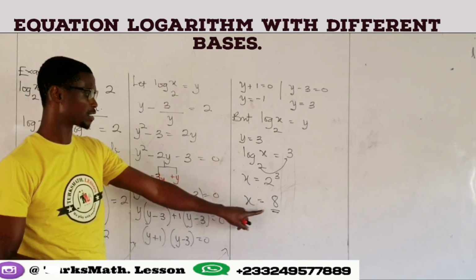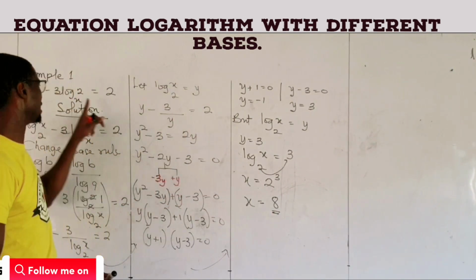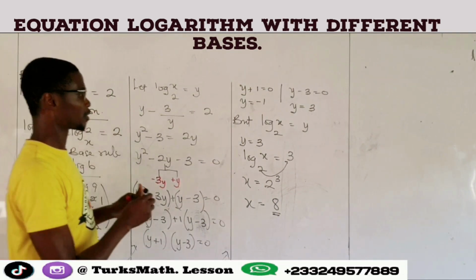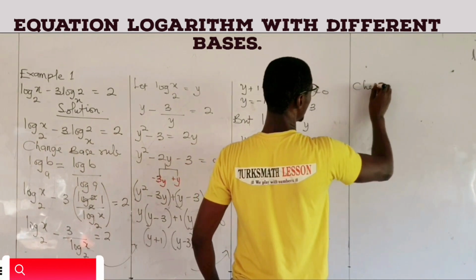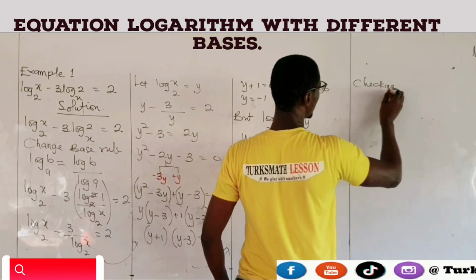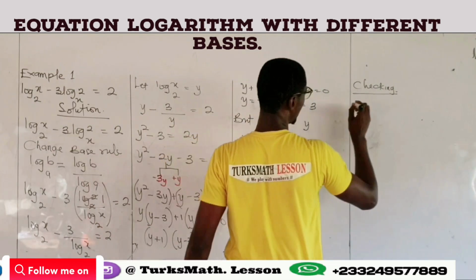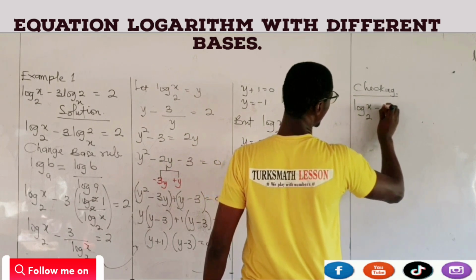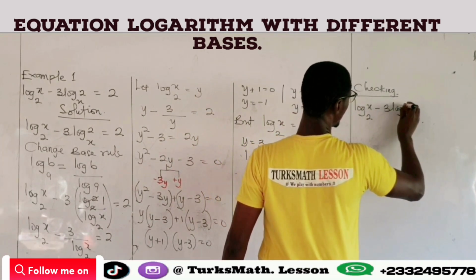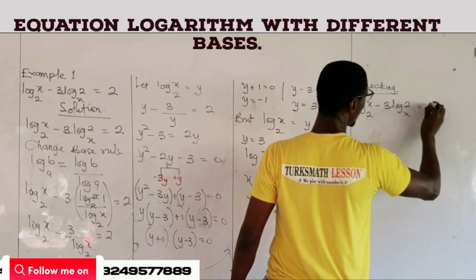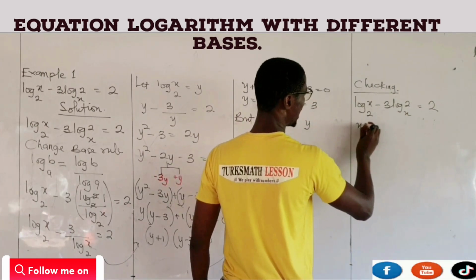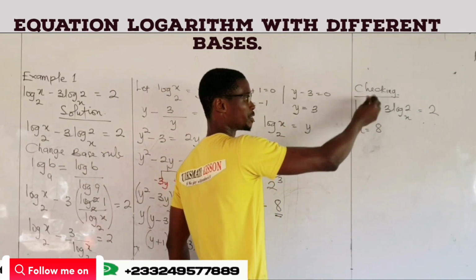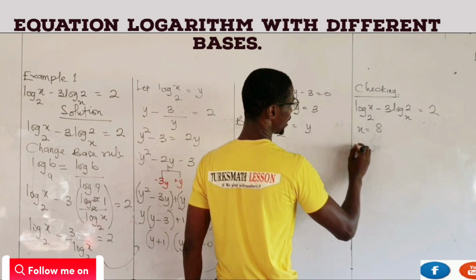Now let's check that when I place 8 in any place I have x, I'll get 2. So let's do our checking. What is the equation given to us? Log x base 2 minus 3 log 2 base x equals 2. Now what's the value of x? 8. So any place that you see x, you put in 8.